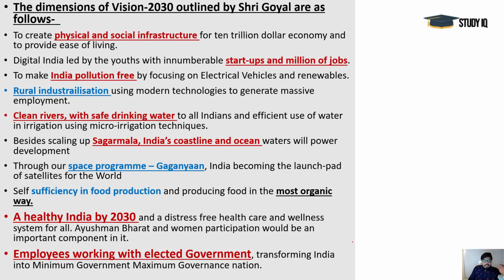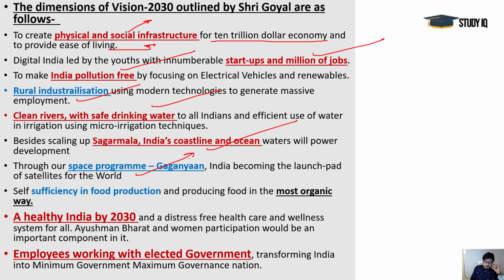What are these 10 areas for this ambitious vision of 2030? Physical and social infrastructure, okay, so that we can become a $10 trillion economy and ease of living can be enhanced, startups and millions of jobs, pollution-free India, rural industrialization, clean rivers, safe drinking water, Sagarmala project, and coastline and robust maritime security. That is also an important vision.